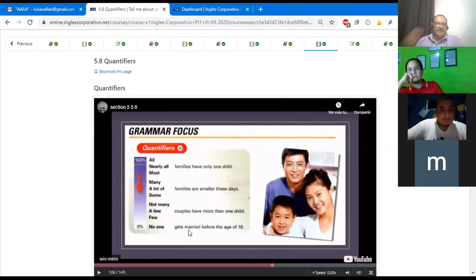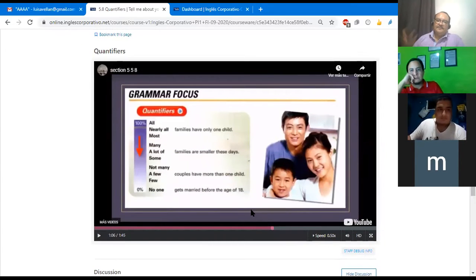And the difference at the end with no one is that no one is followed by a verb. In the other cases, it is followed by a noun in plural. Okay, all, nearly all, most families, most people. Many, a lot of, some families, or many, a lot of, some cars. You're going to use here a noun in plural. So these are the things that you have to remember or keep in mind with this vocabulary of quantifiers.